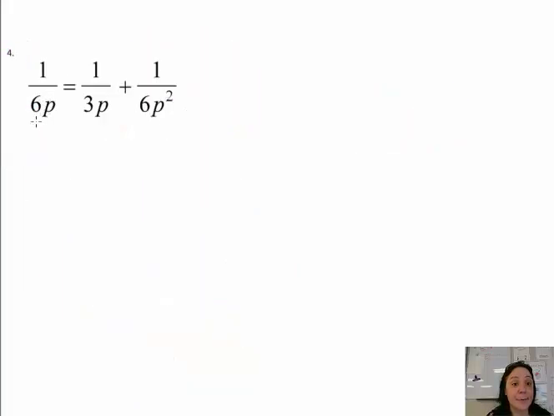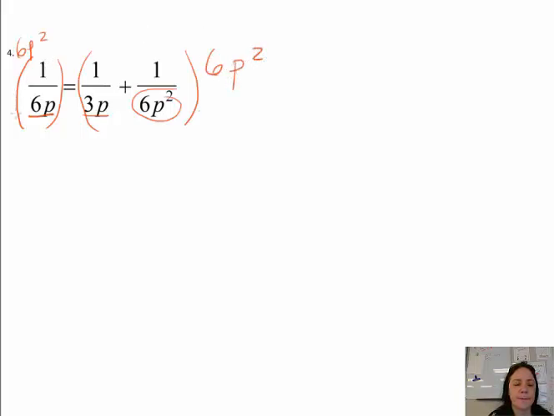All right, last problem. We have 6p here. We have 3p here, which would be included in this factor because 3 times 2 is 6. So far 6p is our lowest common denominator, but over here I have 6p squared, so I need one more factor of p. 6p squared then is our lowest common denominator, and we're going to multiply everything by 6p squared.